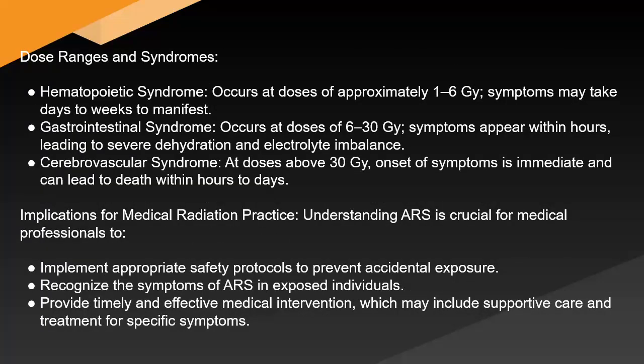Dose ranges and syndromes. Hematopoietic syndrome occurs at doses of approximately 1 to 6 Gy. Symptoms may take days to weeks to manifest. Gastrointestinal syndrome occurs at doses of 6 to 30 Gy. Symptoms appear within hours, leading to severe dehydration and electrolyte imbalance. Cerebrovascular syndrome. At doses above 30 Gy, onset of symptoms is immediate and can lead to death within hours to days. Implications for medical radiation practice.